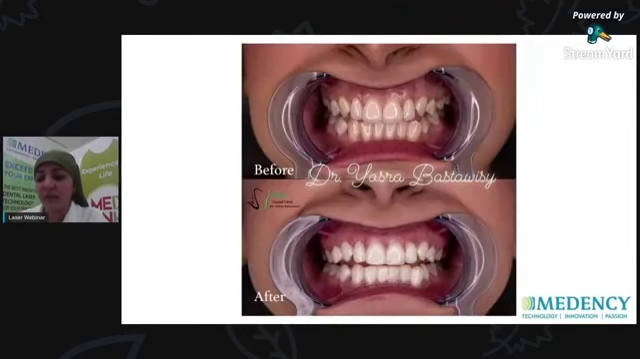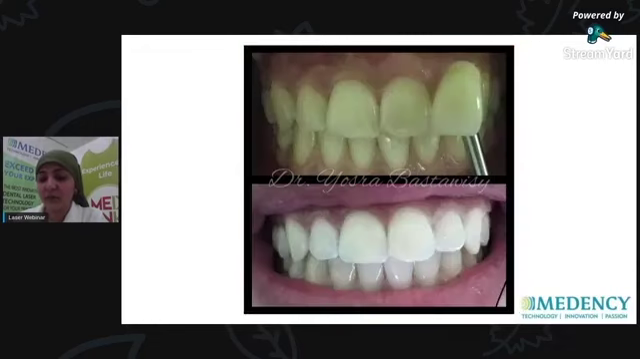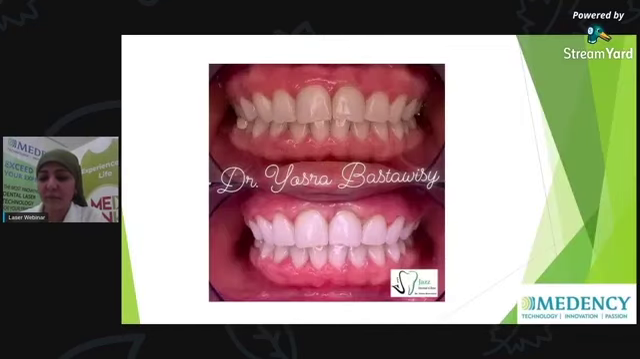This is another case. This one too, I really love this case. There's a very big difference. This one too.